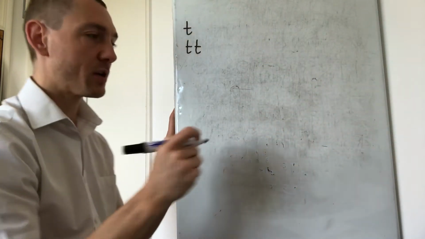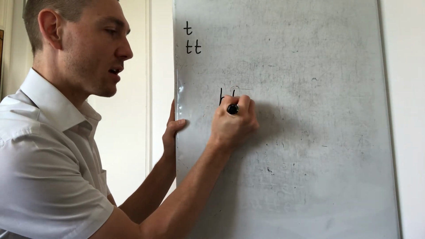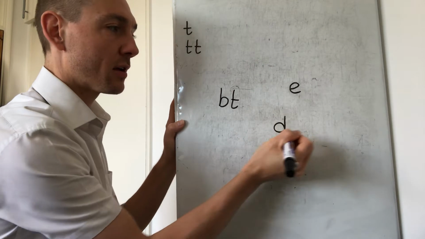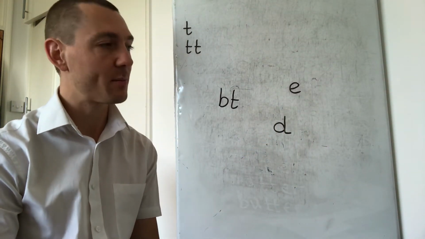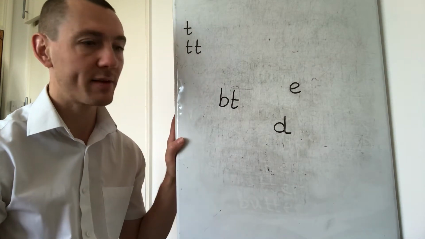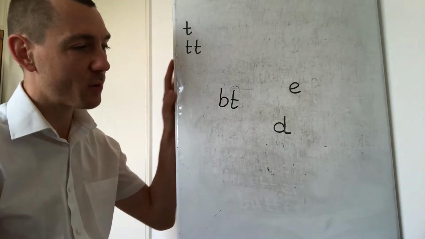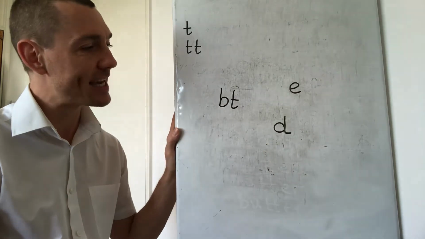The next word I want you to look at and build together is debt. If you have a debt, it means that you owe somebody something. You might owe somebody some money and you would have a debt. So, say the sounds and build the word debt. Three sounds, d-e-t, debt.